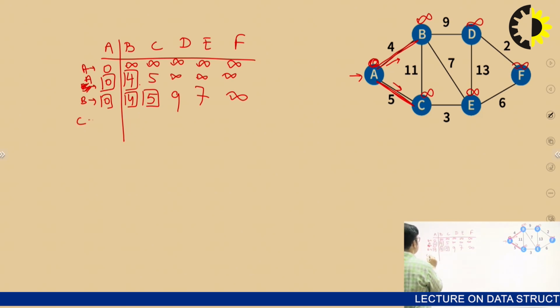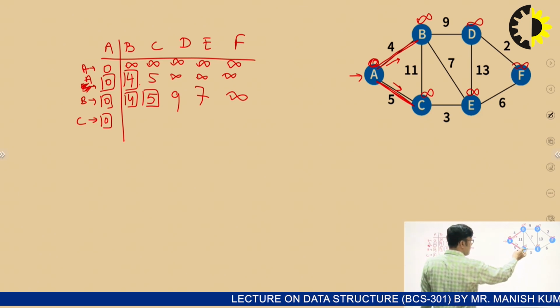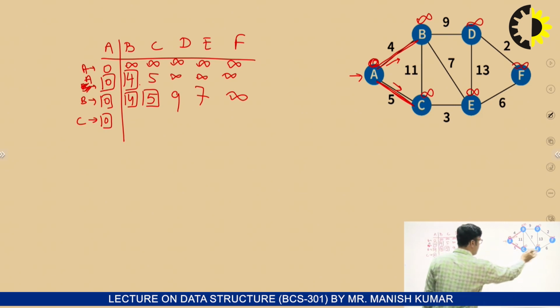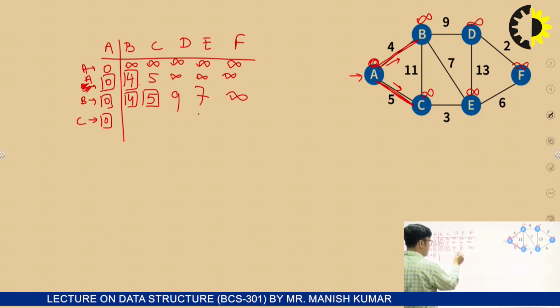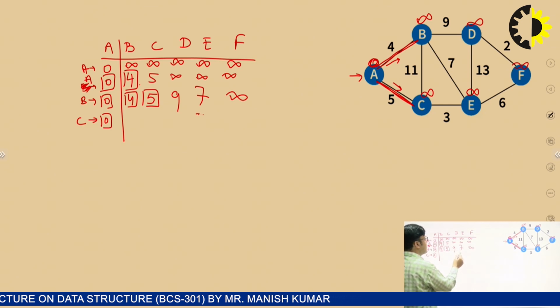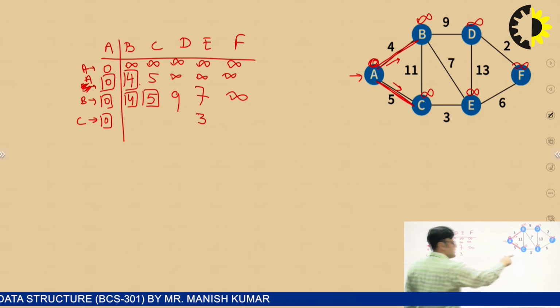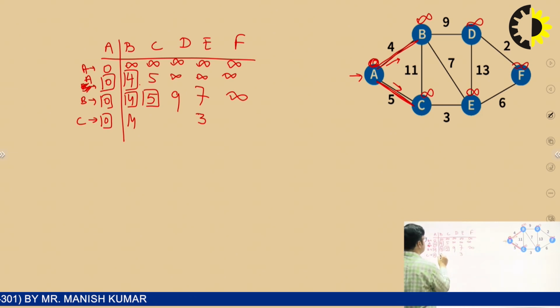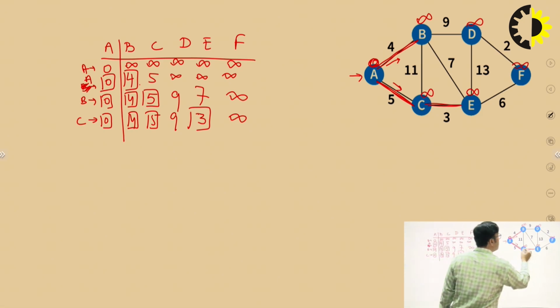For my remembering, I will put C here. Now from C I can travel to B, which is already visited. Now C to E, the weight is 3. Already 7 is there, but we are getting a minimum weight, so I will write 3 here. See, 4 is already there, 5 is already there, 9, infinity. Which is minimum? 3. It means I will travel from C to E.